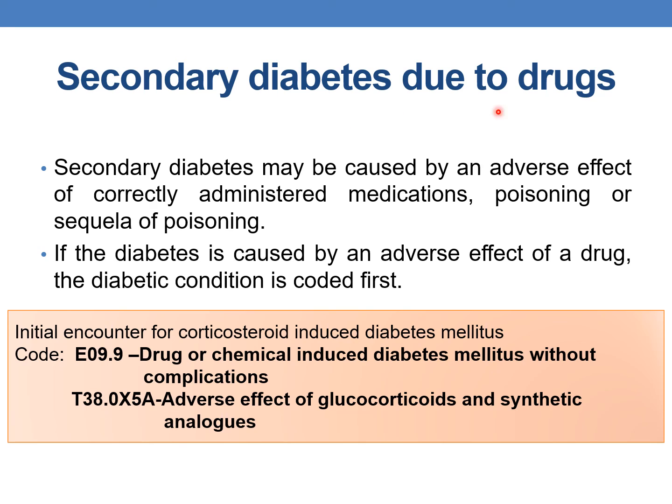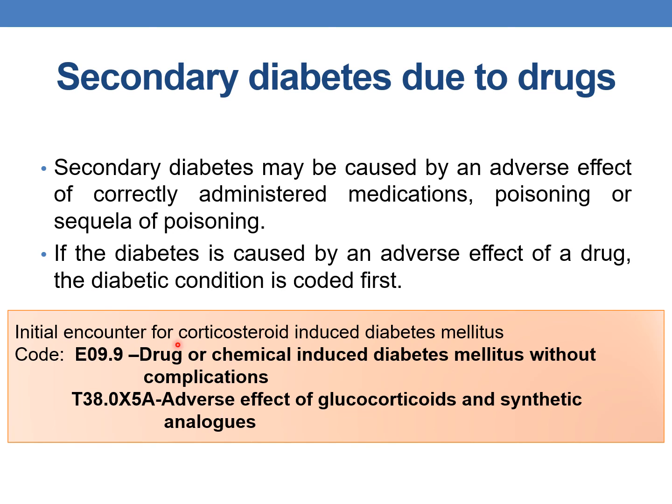Now coming to secondary diabetes due to drugs. Secondary diabetes may be caused by adverse effect of a correctly administered drug, or poisoning, or sequela of poisoning. If diabetes is caused by an adverse effect of a drug, then the diabetic condition is coded first. Whenever there is poisoning, the poisoning code should be coded first.